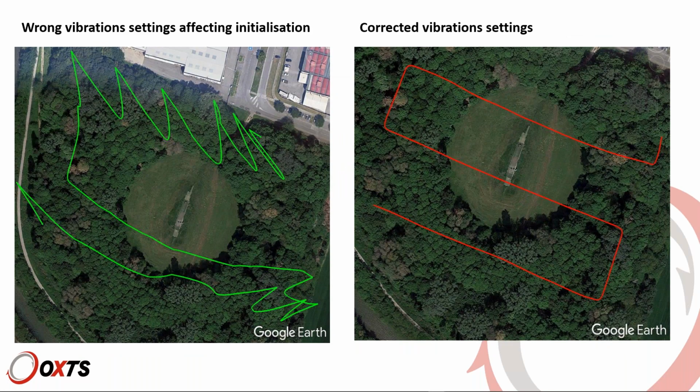This is an example of what very, very large vibration can do. In this case, they messed up the initialization of the system, basically. So you can see the trace on the left. That's what happened. On the right, that's the real trajectory of the drone. And that's what we've got by reprocessing the data and setting the vibration settings correctly. So by setting GNSS recovery to 2 and setting vibrations to high instead of normal, that's what they were on the left, we got the data back, basically. We've got the correct data back.